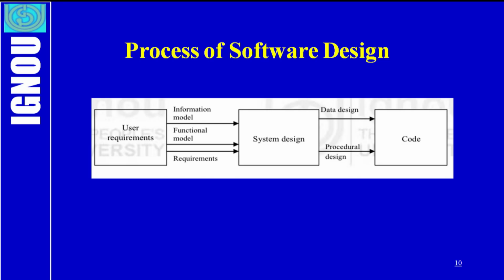These three are input to the system design, and the output of system design, which takes information model, functional model, and requirements as input, are data design and procedural design. These become input to the coding module. And once the code is ready, you have to just test it and implement it. So let us see what is information model.